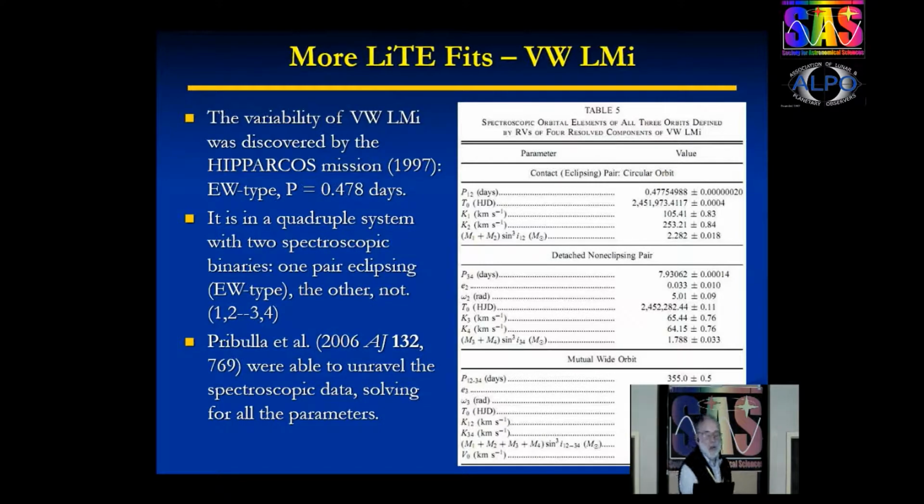There are 2 spectroscopic binaries. One eclipses, the other doesn't. Burbula, one of the giants in our field, and colleagues were able to unravel all of the spectroscopic data, solving for all the parameters. So there are the answers that they got.